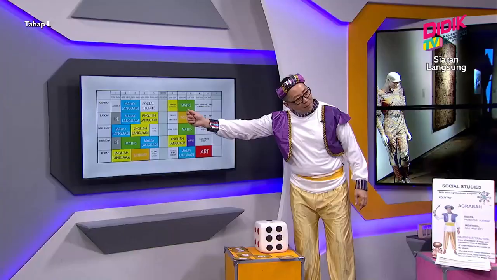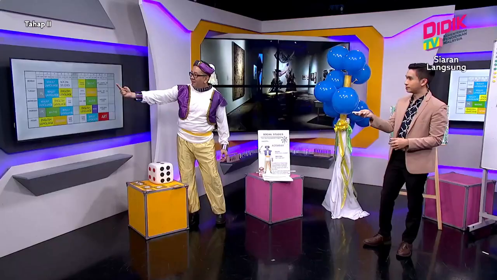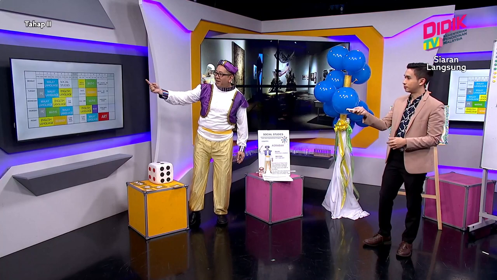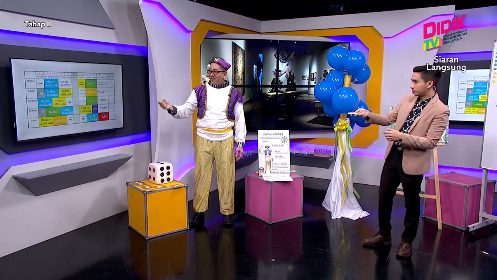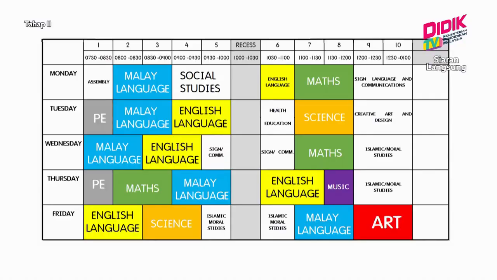Can you use the pointer to help me? Let's count together with the pupils at home. Oh no, I cannot see the pointer. It's not showing on the screen. It's okay. Monday, Tuesday, Wednesday, Thursday, Friday. It's a total of 5 days. Good job.